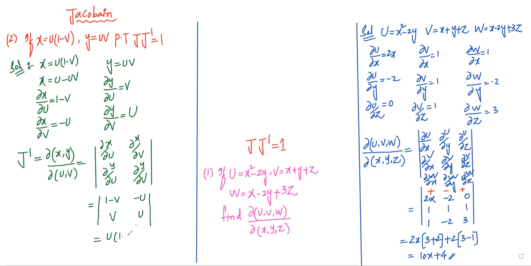U into 1 minus v, AD, this cross multiply, minus into minus plus uv. This is equal to u minus uv plus uv. Minus uv plus uv get cancelled. So the answer is what? U is the answer for J dash. Part 1 is over. Understood?